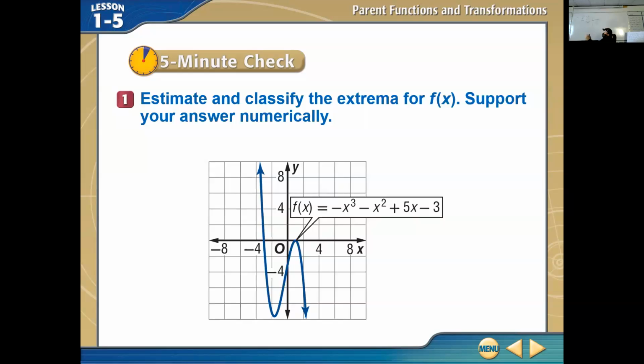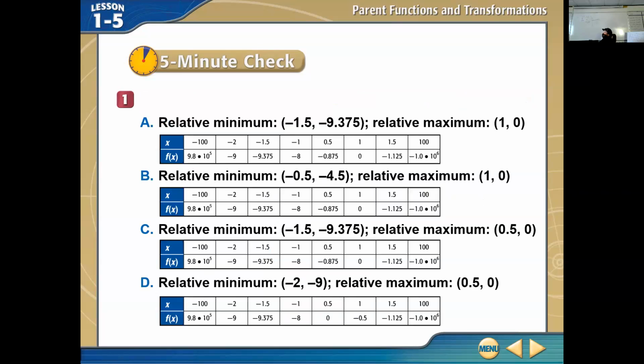And then remember, what I'm going to do is build a table to support this. I get my estimate graphically, but then I build a table. And this one's a multiple choice answer. So from here, we actually have enough information to make an educated guess, because here are our options. So first one says relative minimum at -1.5 and a relative maximum at 1. Okay, looking at our graph, that seems reasonable.